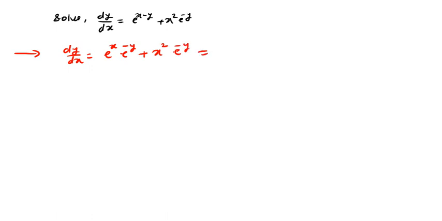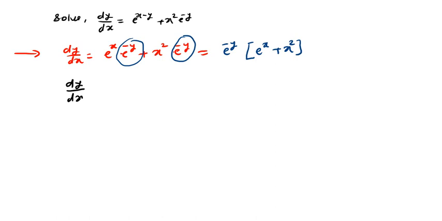Now if you observe, this e raised to minus y is present in both the terms, so I will take it out. What remains in the bracket? e raised to x plus x square. So what we have got is dy by dx is equal to e raised to minus y into e raised to x plus x square.